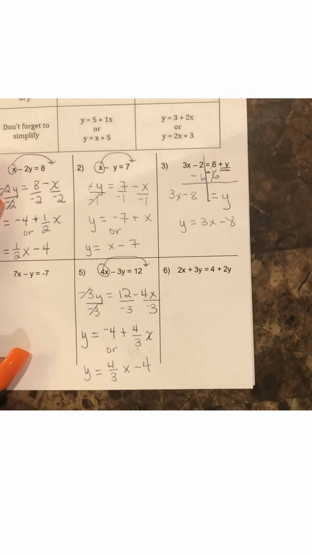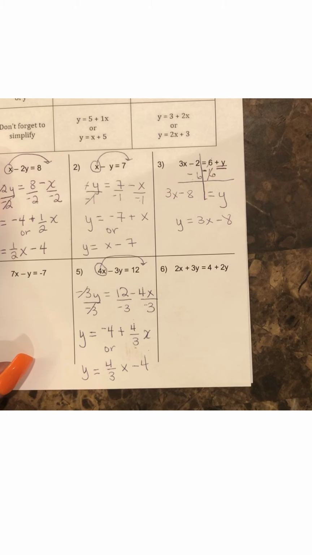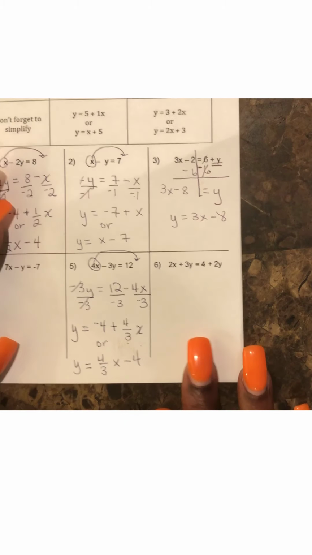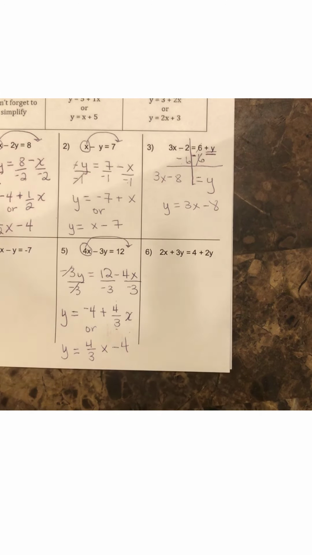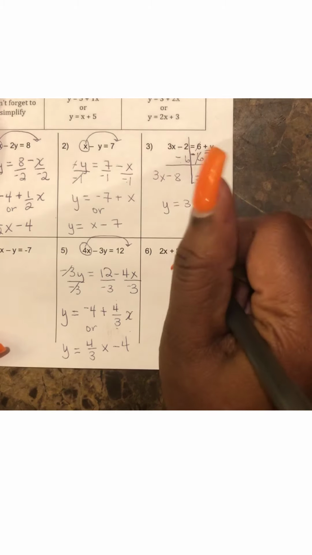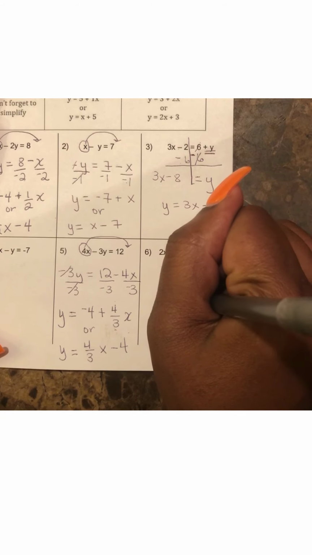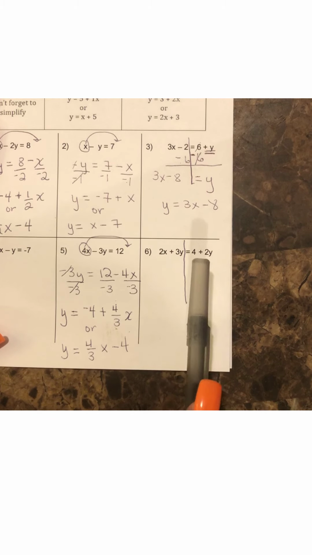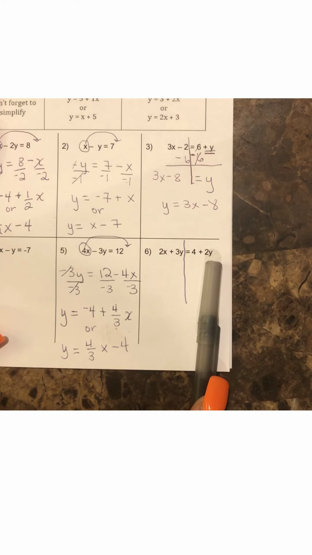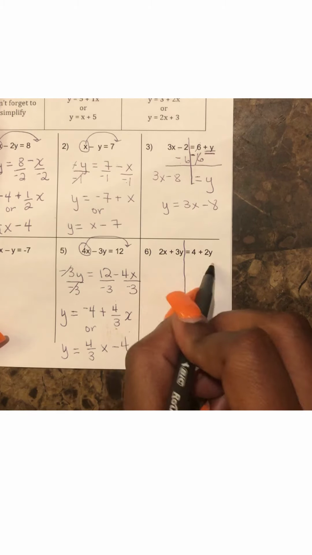And we're going to do this last problem, number 6. Now, number 6 has a couple of things going on. We have 2x plus 3y equals 4 plus 2y. Notice we have like terms, so we need to combine those first. So here we have an x, we have a y, we have a constant, we have a y. So x, y, constant, y. So we need to combine these y's together.